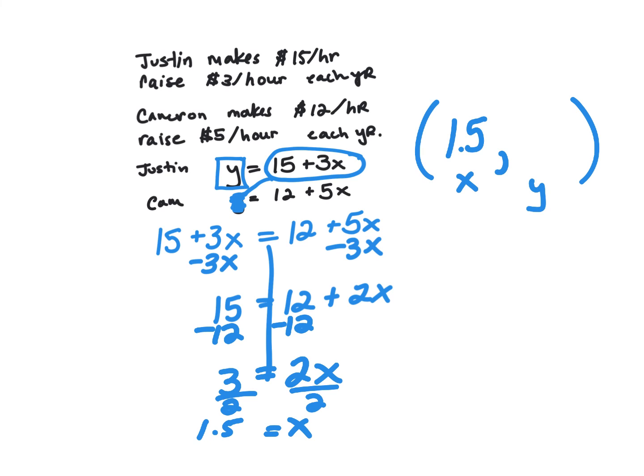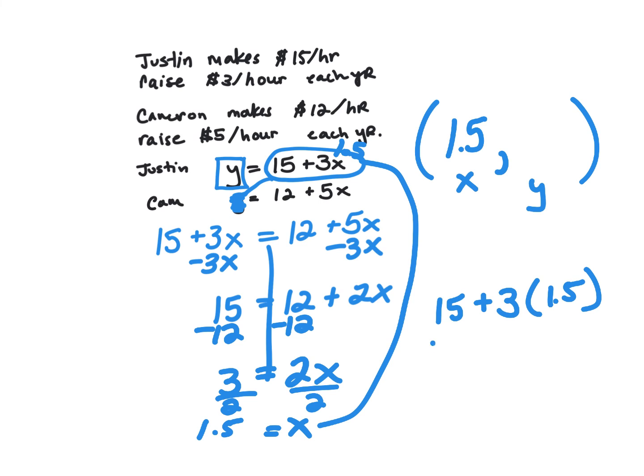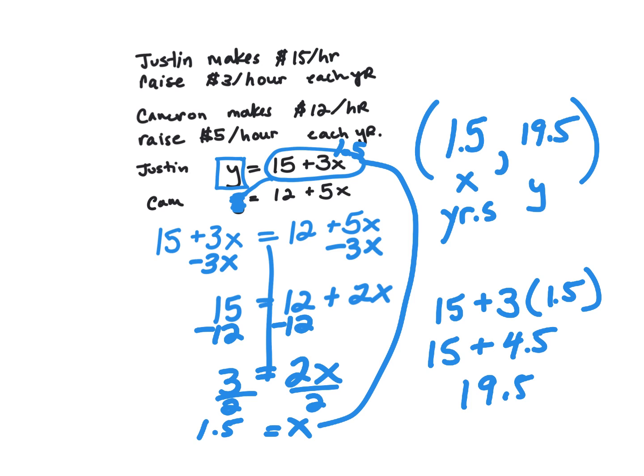And then I'm going to go back to this original equation up here, way back up here, and put the 1.5 in place of x. So I'll be doing 15 plus 3 times 1.5. And that's 15 plus 4.5. So that would be 19.5. That's going to be the y. Okay, this is how many years it will take, 1.5 years, until they make the same amount. And this is the number of dollars per hour.